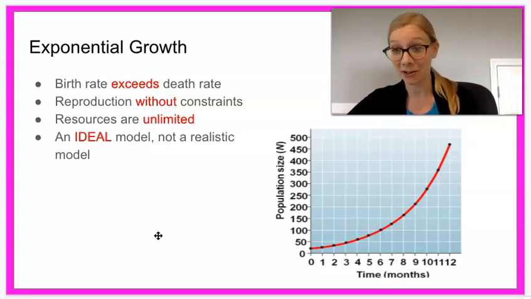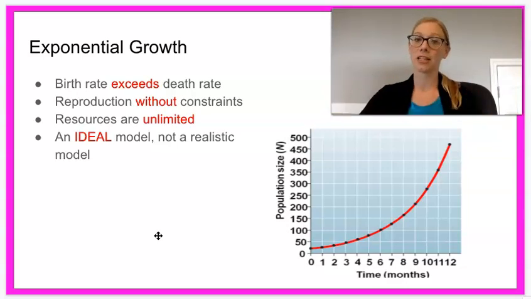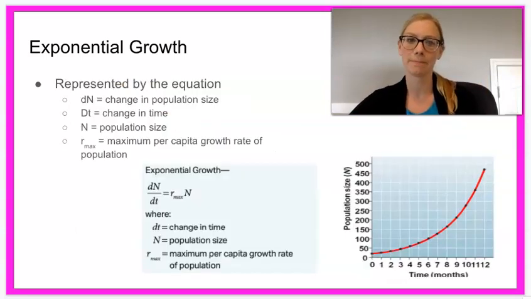Now, this is an ideal model, and so it is actually not very realistic. There is no instance that I can think of where a population can just grow exponentially forever and ever. Eventually, they will run out of some sort of resource that will limit them. But we can represent this with an equation.